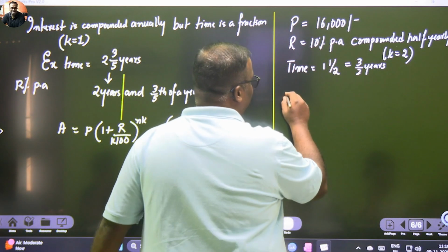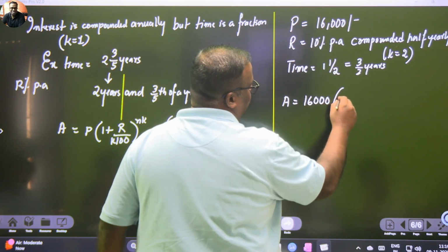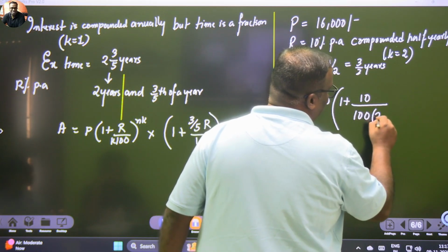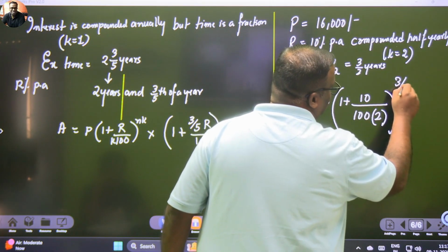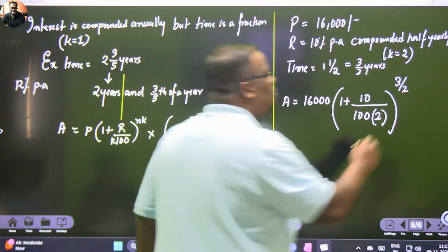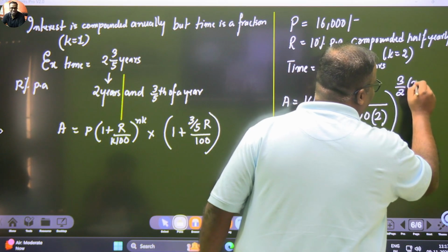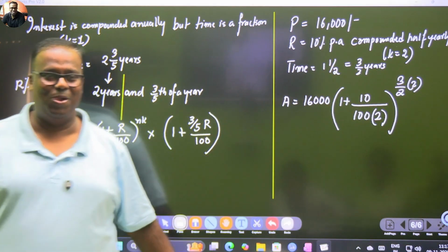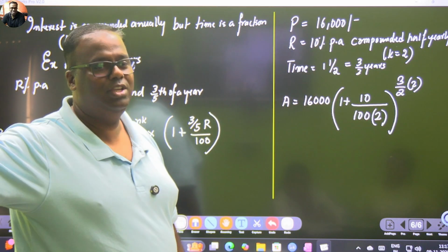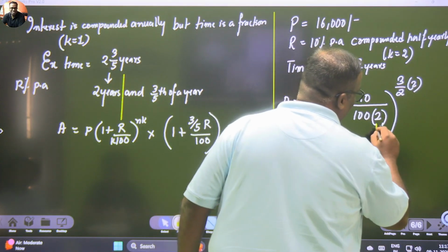See how it happens. Amount is equal to, what is the amount? P into 1 plus, what is my R? 10 by 100. What is my K value now? 2. What is my years? 3/2. But children, you don't know how to solve the 3/2 power without a calculator. You don't know, but there is one. 2 is there. Very good. Because the n into K, this is the K. Now is where K is playing this role. Now cancel 2 with the 3. This 3, how does that come? It comes from here. Ryan, did you understand this? This is the value of K.